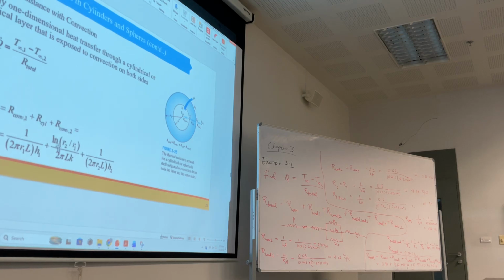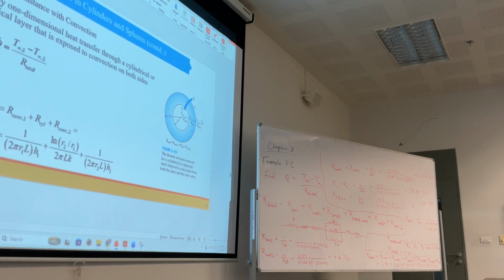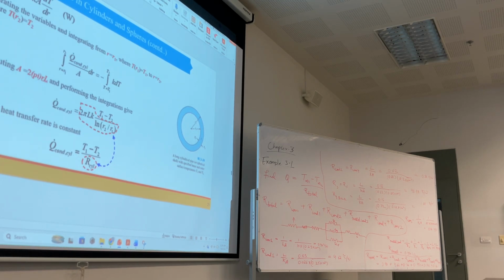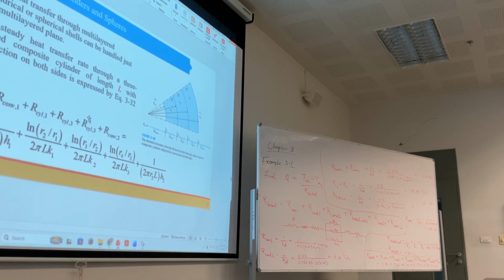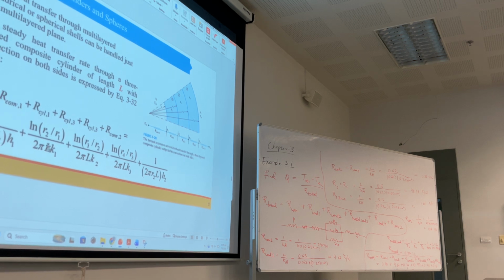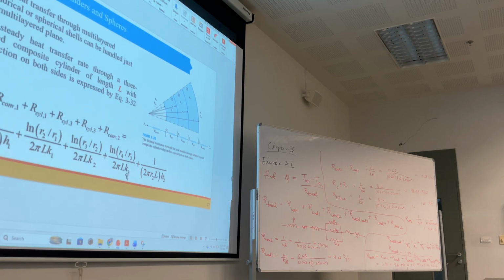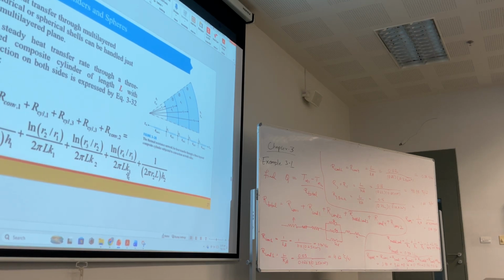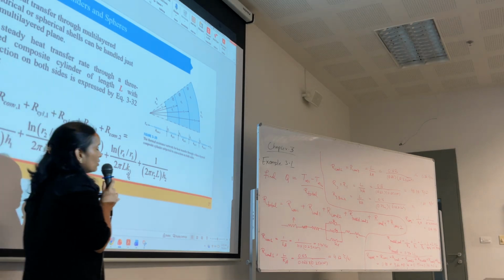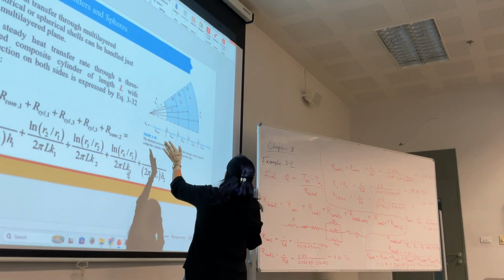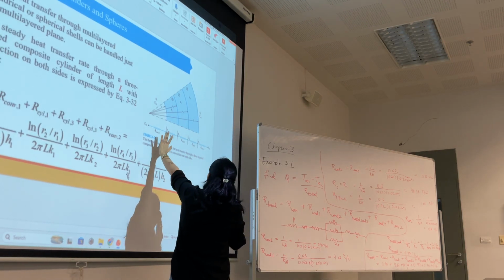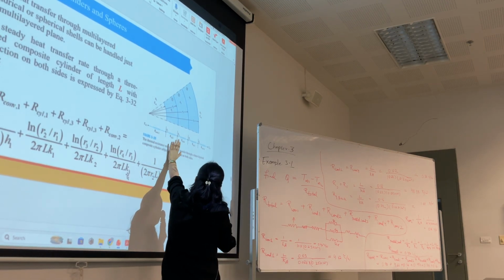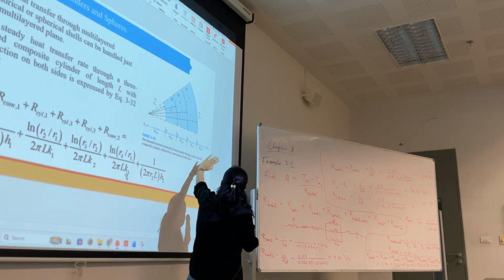Okay, and for the conduction, we obtained this from here. Okay, if you have multiple layers in a cylinder, it's very simple. You just have to remember the convection and conduction, and then you just have to add it. So if I'm asking you to calculate heat transfer in a cylinder, and the cylinder has layers, you will add convection, conduction, conduction, conduction, and then convection, right?